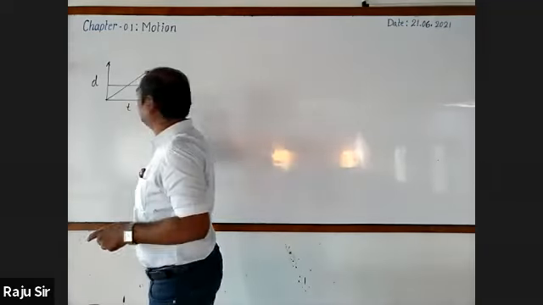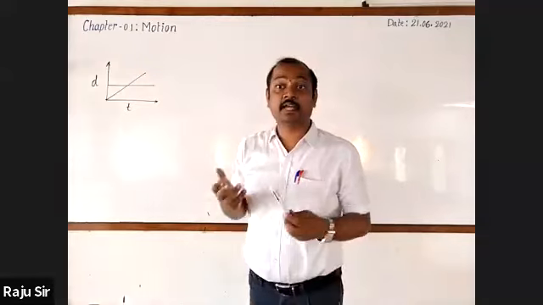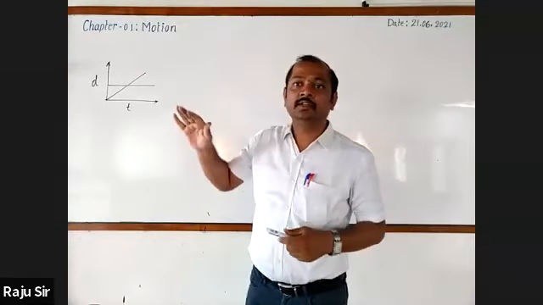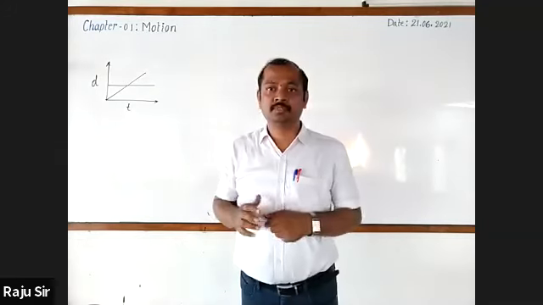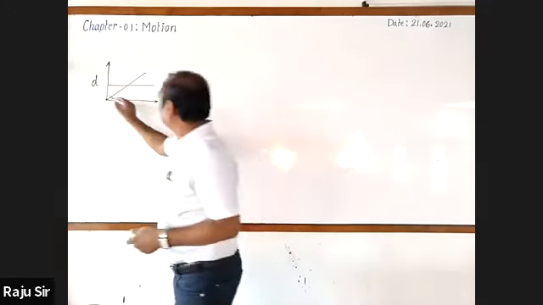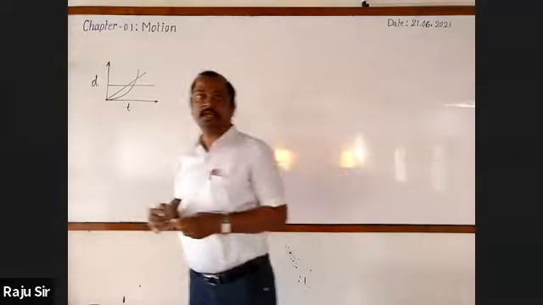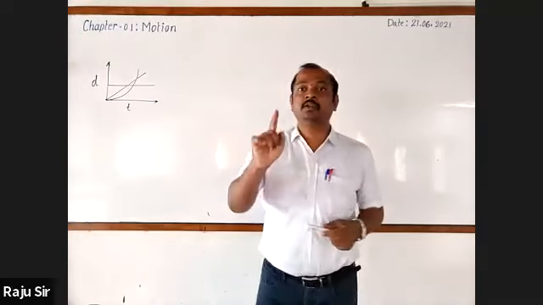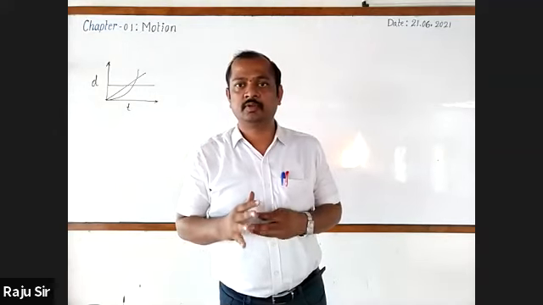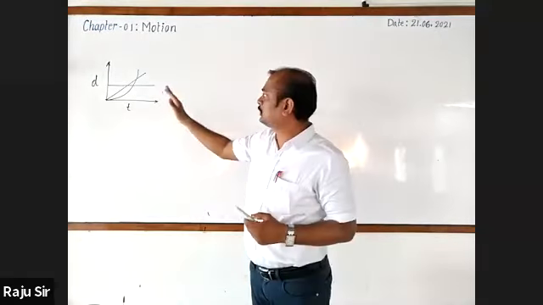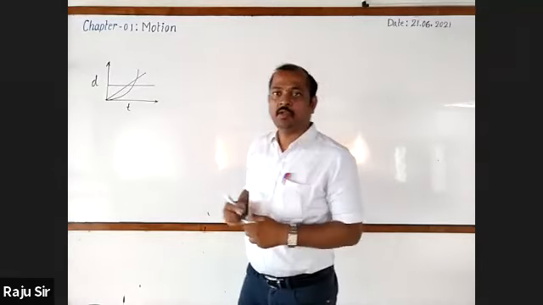If I draw a line parallel to the x-axis or time axis, you can say that the body is at rest or it is a stationary object. Then if I draw a third line like this, it represents non-uniform motion or non-uniform velocity. So it is with respect to the dt graph.